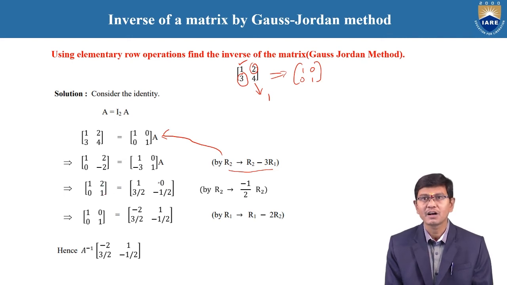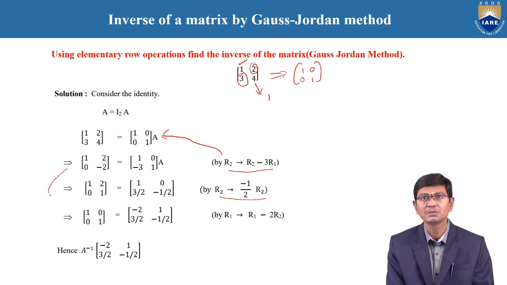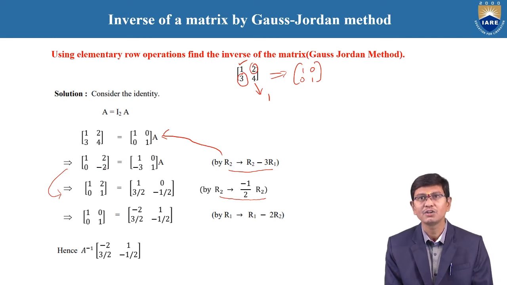Here we divide R2 by minus 2, that is R2 equals minus 1 by 2 into R2. Therefore, the LHS matrix is reduced: 1 2 stays the same, and only the second row changes, 0 minus 2 becomes 0 1 with the help of minus 1 by 2 into R2. Similarly, applying the same operation on the right side, 1 0 stays the same, and the second row changes from minus 3 1 to 3 by 2 and minus 1 by 2.